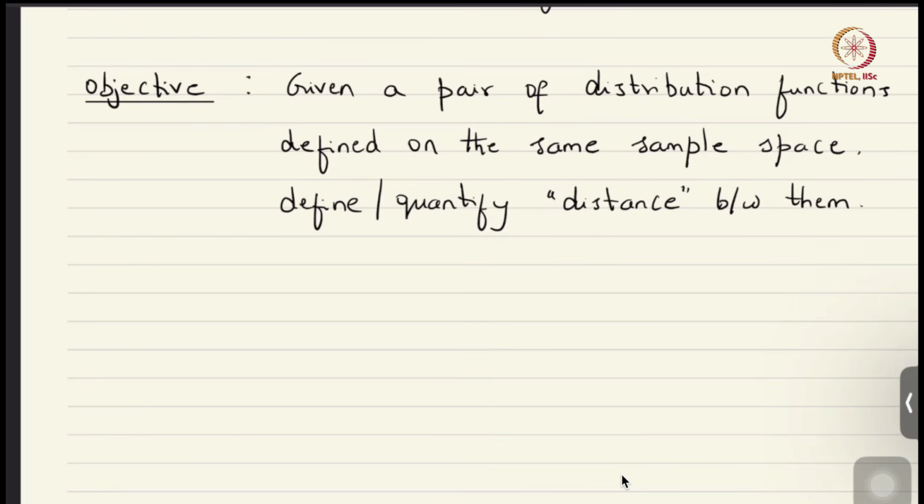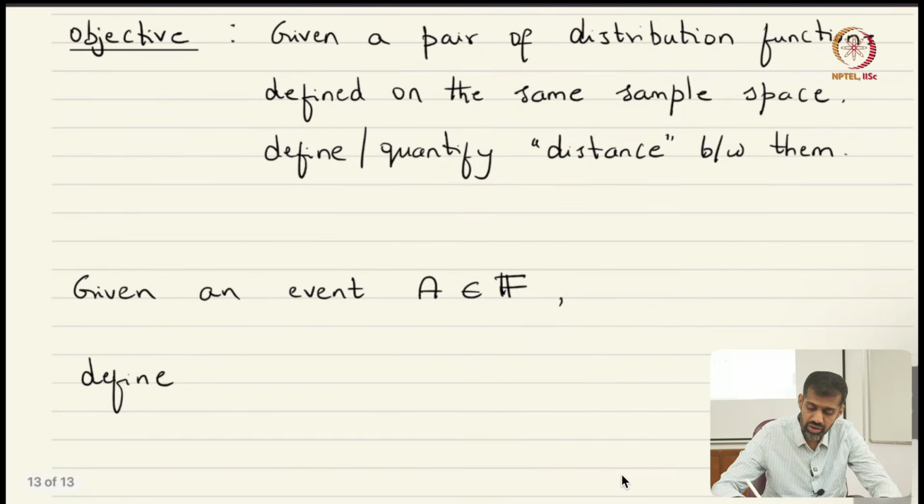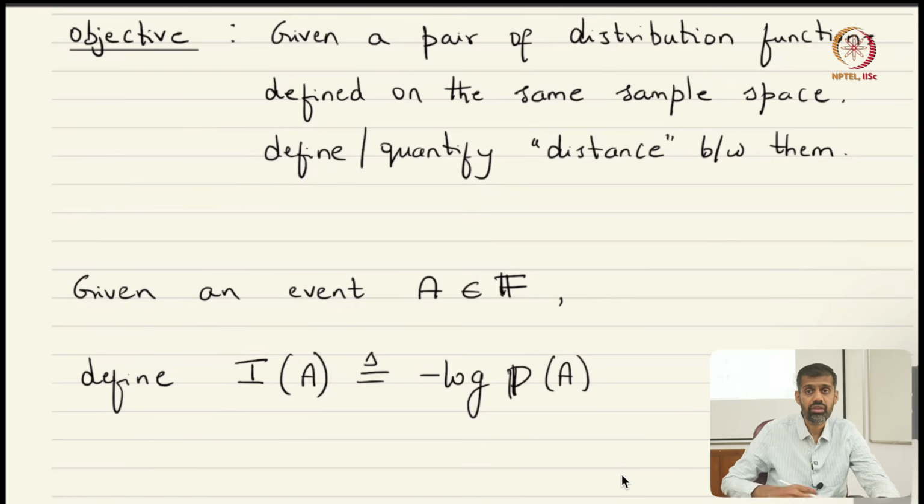Okay. Now, given an event A, which is in the sample space, or it is in the sigma algebra or event space, the information content in A is defined as negative of log of probability of this particular event A. So this is called the information that is associated with this particular event A.